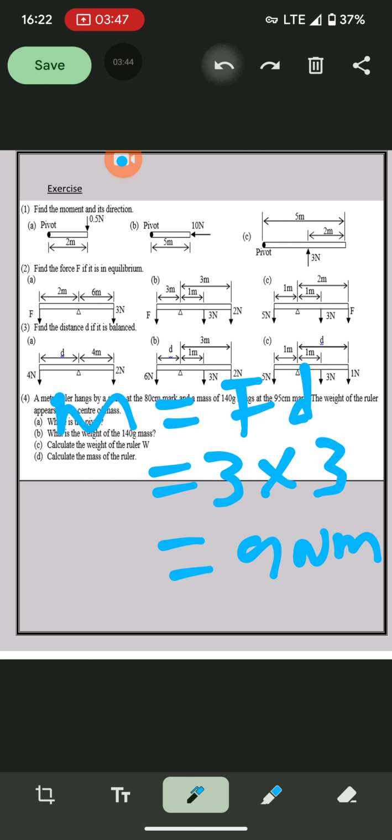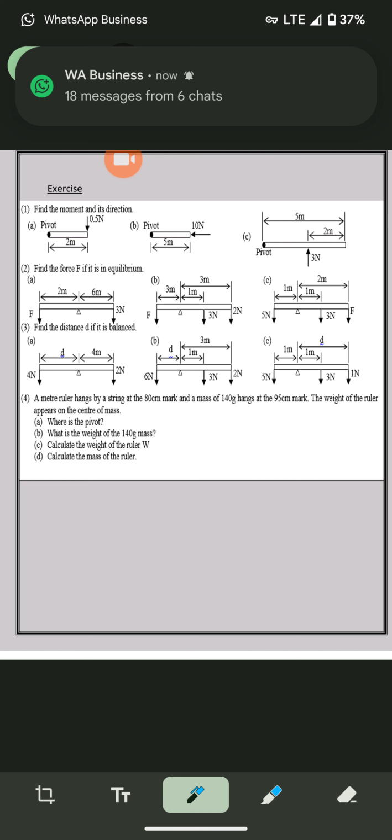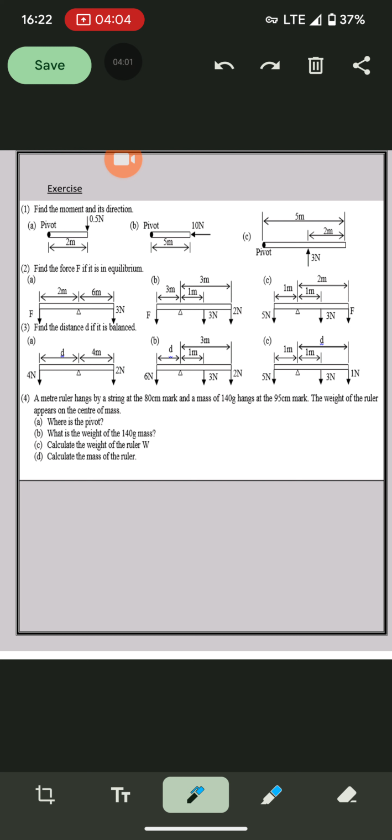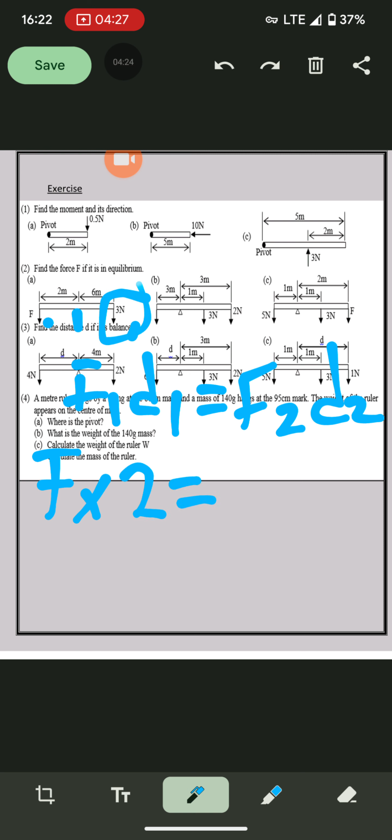Going to question 2, find the force F if it is in equilibrium. For issues of equilibrium, you have to use the principle of moments, which says the sum of clockwise moments is equal to the sum of anti-clockwise moments, which mathematically means F1 D1 is equal to F2 D2. If we take F as F1, it will be F times the distance from where F is to the pivot, which is 2 here, right? So it will be F times 2 equals F2, and F2 is the 3 newtons.